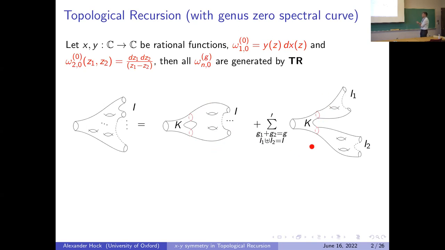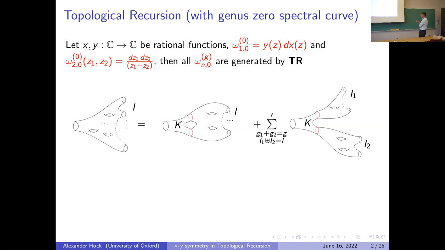Plus you can have another splitting where you cut out this kernel here, again a pair of pants. And then you sum over all possibilities of this kind of topologies and this kind of topologies here, where the prime here means that you don't count the topology g is 0 and just one boundary here. And the I1 or I2 is the empty set. So, I mean, this formula is completely fine.